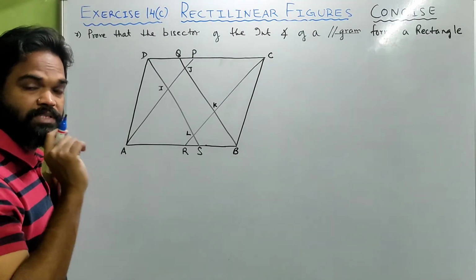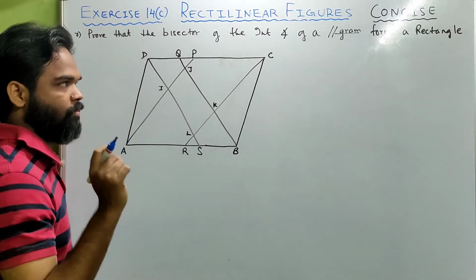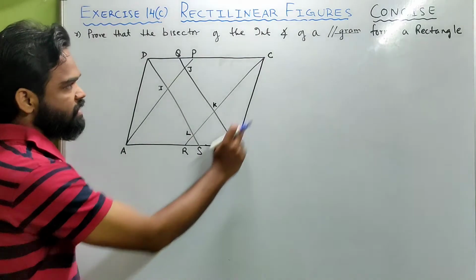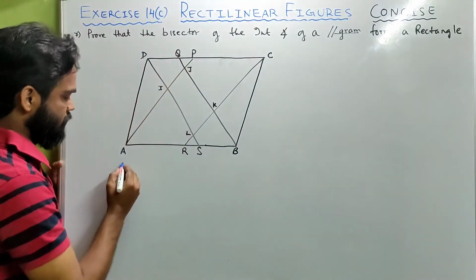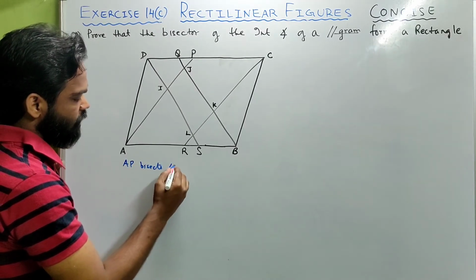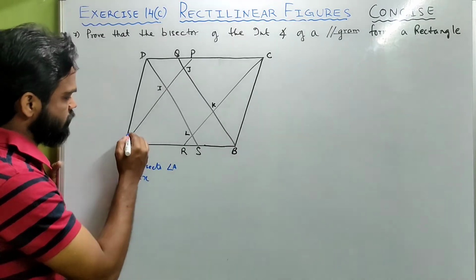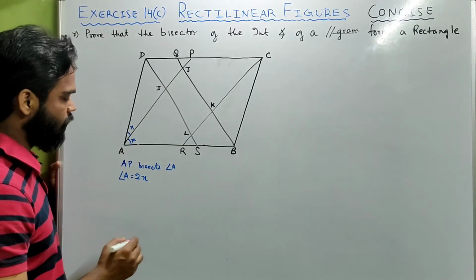Now look at this sum, sum number 7. Prove that the bisectors of the interior angles of a parallelogram form a rectangle. I've drawn the figure. ABCD is a parallelogram. AP bisects angle A. So suppose I take angle A as 2x, then this will be x and this will be x, no doubt.